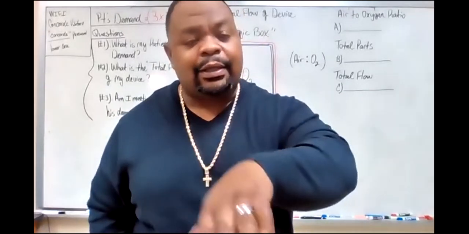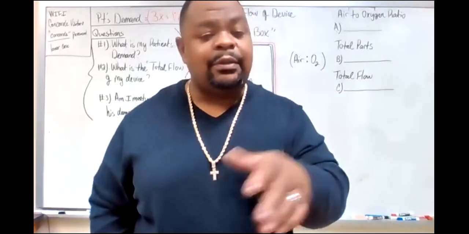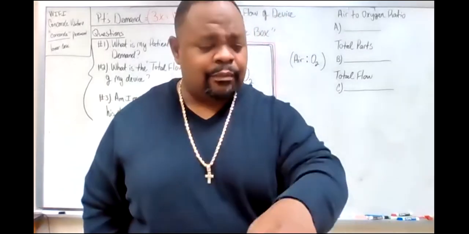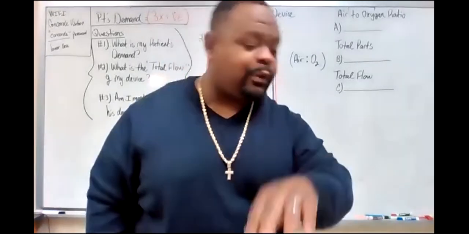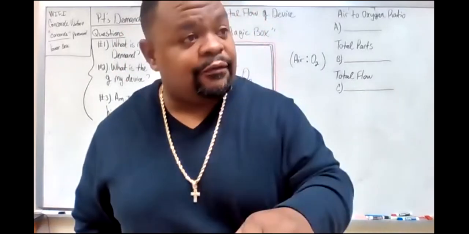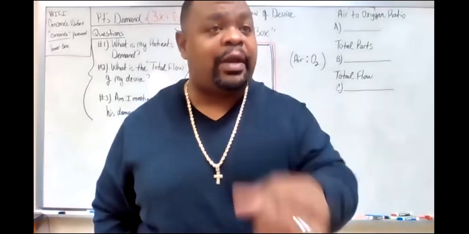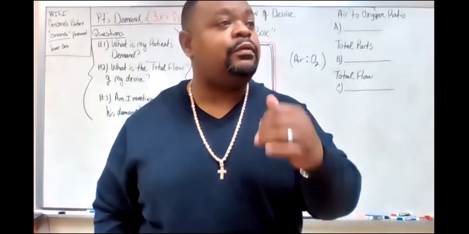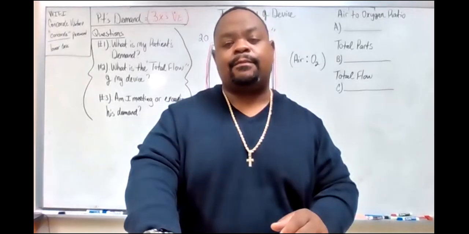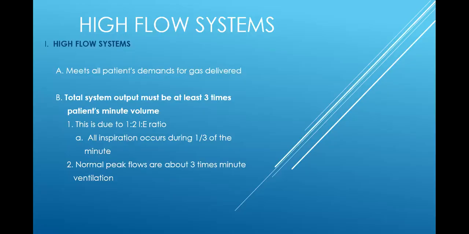So then when I look through my toolbox for my low flow systems, I'm looking for my nasal cannula, my nasal catheter, my simple O2 mask, my non-rebreather, my partial rebreather, right? Those are the things I'm looking at in my low flow devices. But if that is not enough and the patient now is not breathing consistent or regular, now it's time to go to my high flow device, okay? So in my high flow devices, I need to know a few things. It says the high flow system will meet all of the patient's demands for the gas delivery. So if he's breathing 2,600 times a minute, I need to be able to meet that.